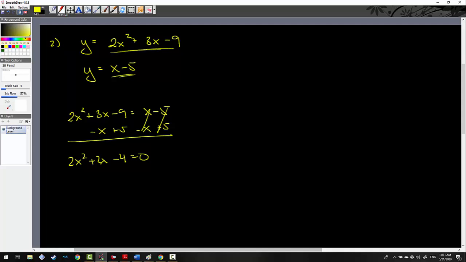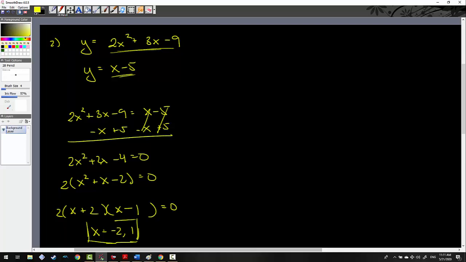Don't try to be a superhero on this one. GCF. Don't try to factor with a coefficient of 2 if you can factor it out. That gives us x squared plus x minus 2 equaling 0. And then this factor should be pretty easy. It should be x plus 2, x minus 1 equaling 0, so x equals negative 2 and positive 1. So again, just like the last example, we're dealing with a 2 intersection scenario here.